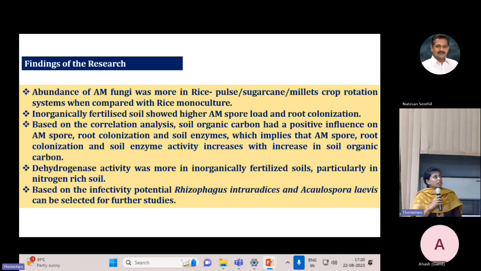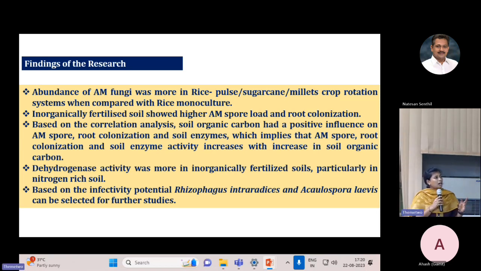So what I concluded is that there were more AM fungal spores in the rice, pulse, sugarcane or millet crop rotation system when compared with rice monoculture. Then, comparing organically fertilized and inorganically fertilized soil, inorganically fertilized soil had more AM fungal load and root colonization. And based on the correlation analysis, soils with a low amount of phosphorus will have low spore load and root colonization.